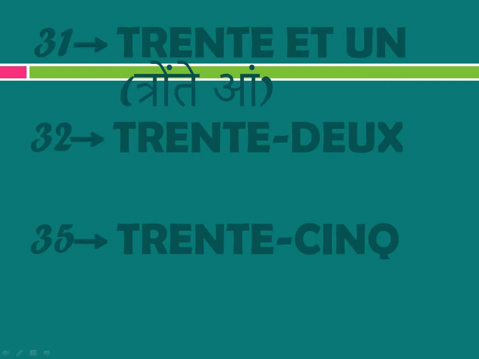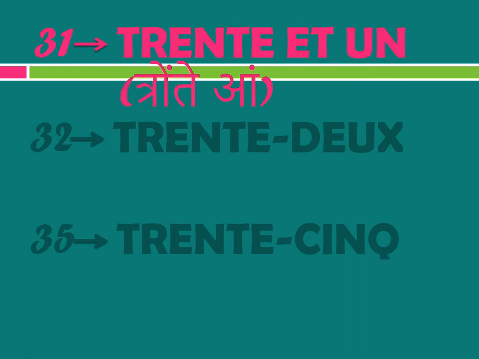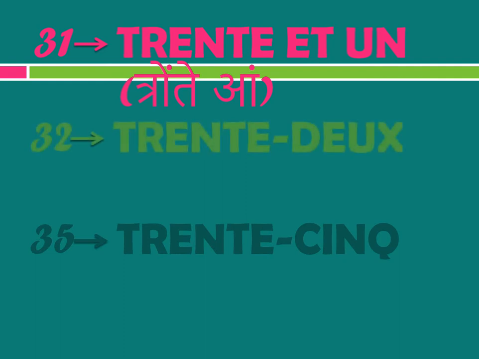Now let's learn how we say 31 to 40 in French. For forming 31, we have 30 and 1. Trente et un, 31. 32 is 30 added to 2. So that is trente-deux, trente-deux.